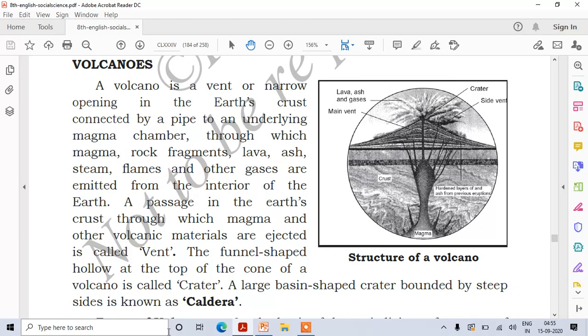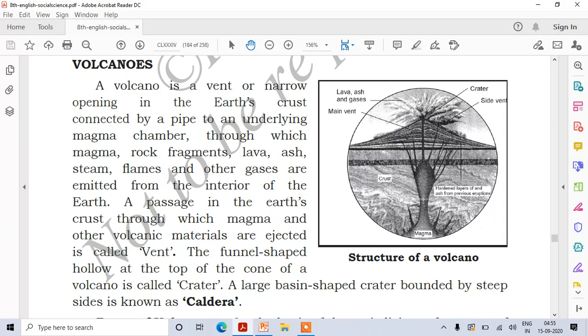About the volcano: it is a vent or narrow opening in the earth crust connected by a pipe to an underlying magma chamber, through which magma, rock fragments, lava, ash, steam, flames and other gases are emitted from the interior of the earth. So what is a volcano? It is a vent or a narrow opening present in the earth crust and connected by a pipe to an underlying magma chamber.